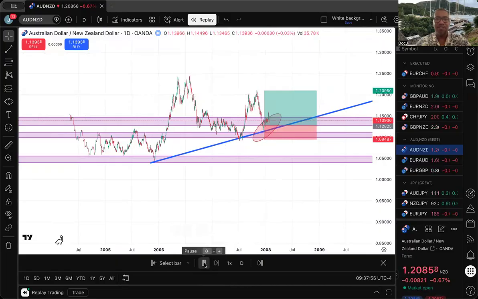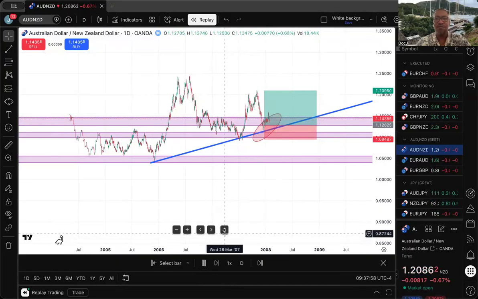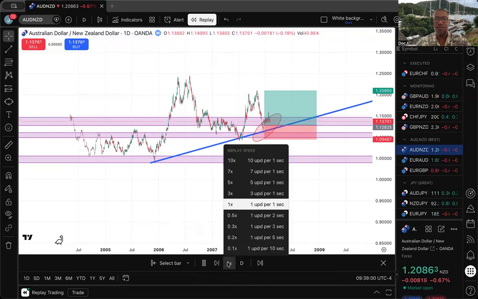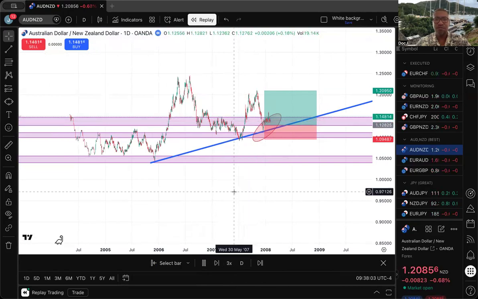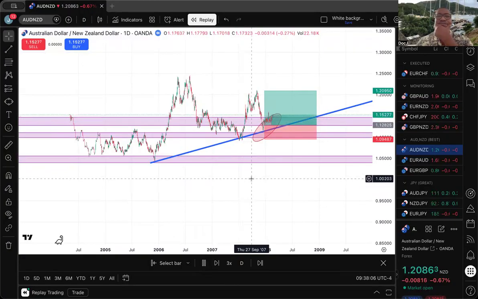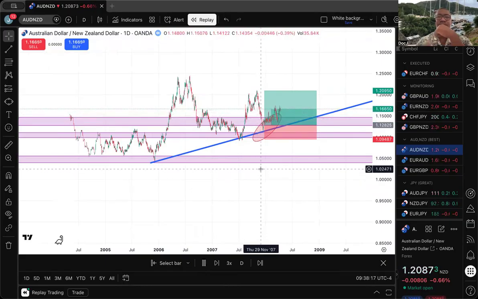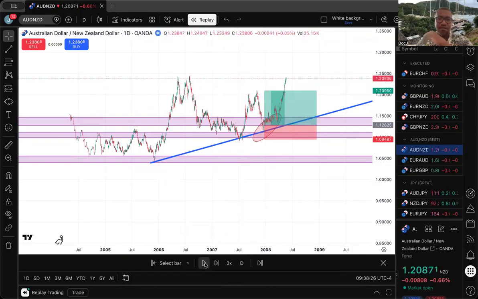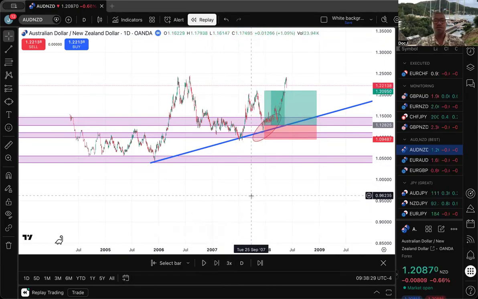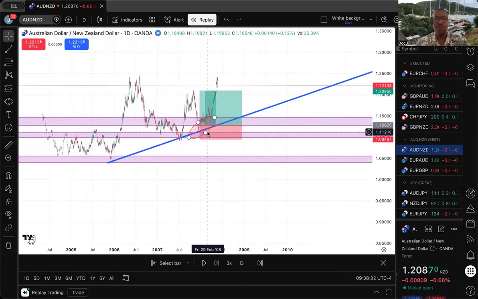And that's how we'll make it. Let's see what happens next. Let's go. And there you have it. So that's how price works. That's how the trading strategy works.